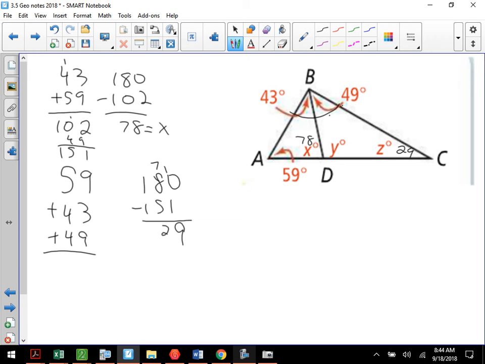Now you could go about it the long way as well. You could have done your 49 plus 29, and subtract from 180. Is that 78? Again, there is more than one way to go about solving some of these things. The math that we're going to do isn't going to be tough. Right? It's just a matter of picking a good spot to go. Right?